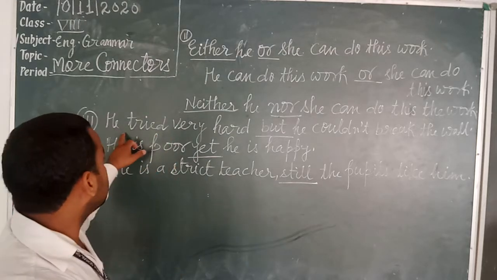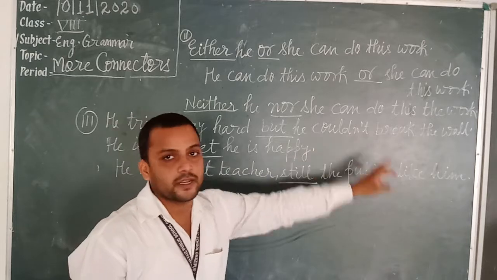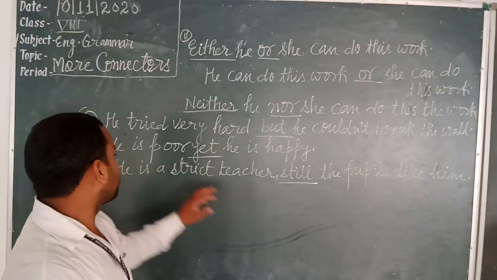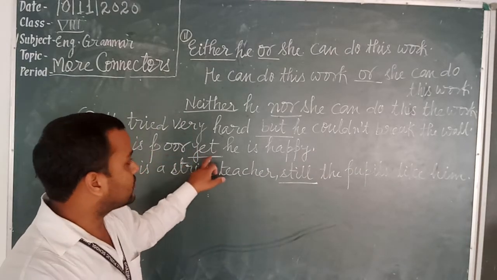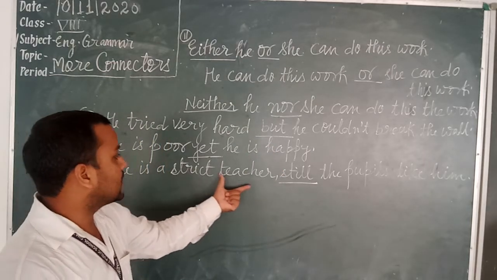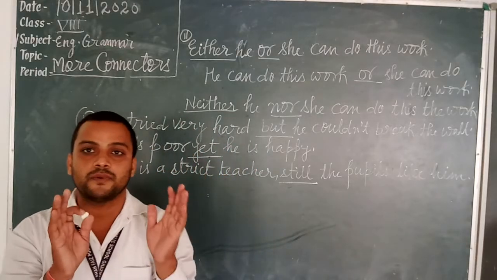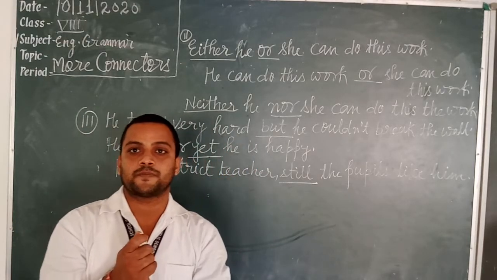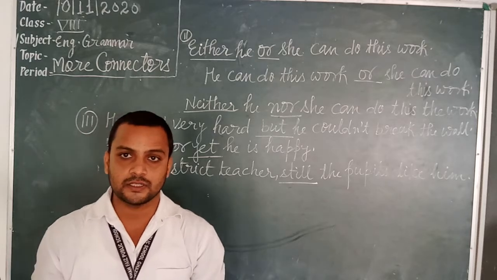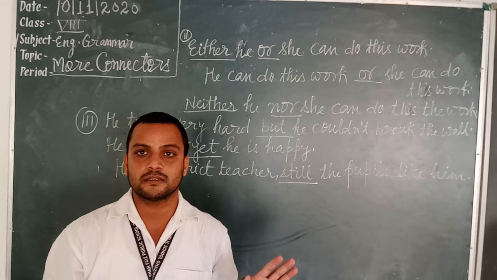Okay? He tried very hard, but he could not break the wall. He is poor, yet he is happy. He is a strict teacher, still the people like him. When there is a sense of opposite, when there is a sense of contrast, then we use but, still or yet.